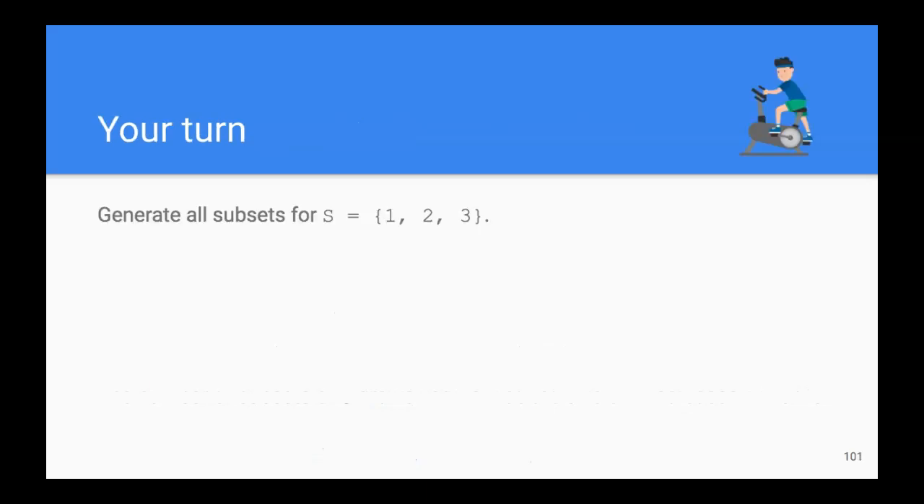Now it's your turn to use the algorithm I just described to generate all the subsets for S, that is 1, 2, 3.